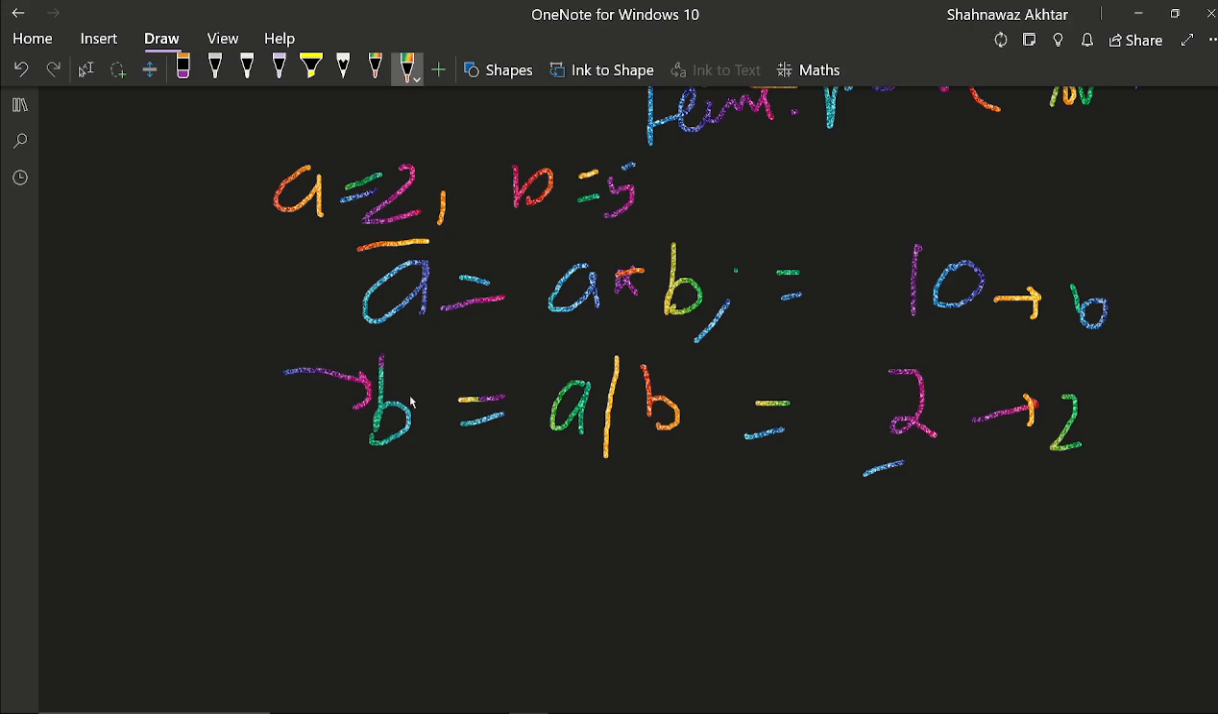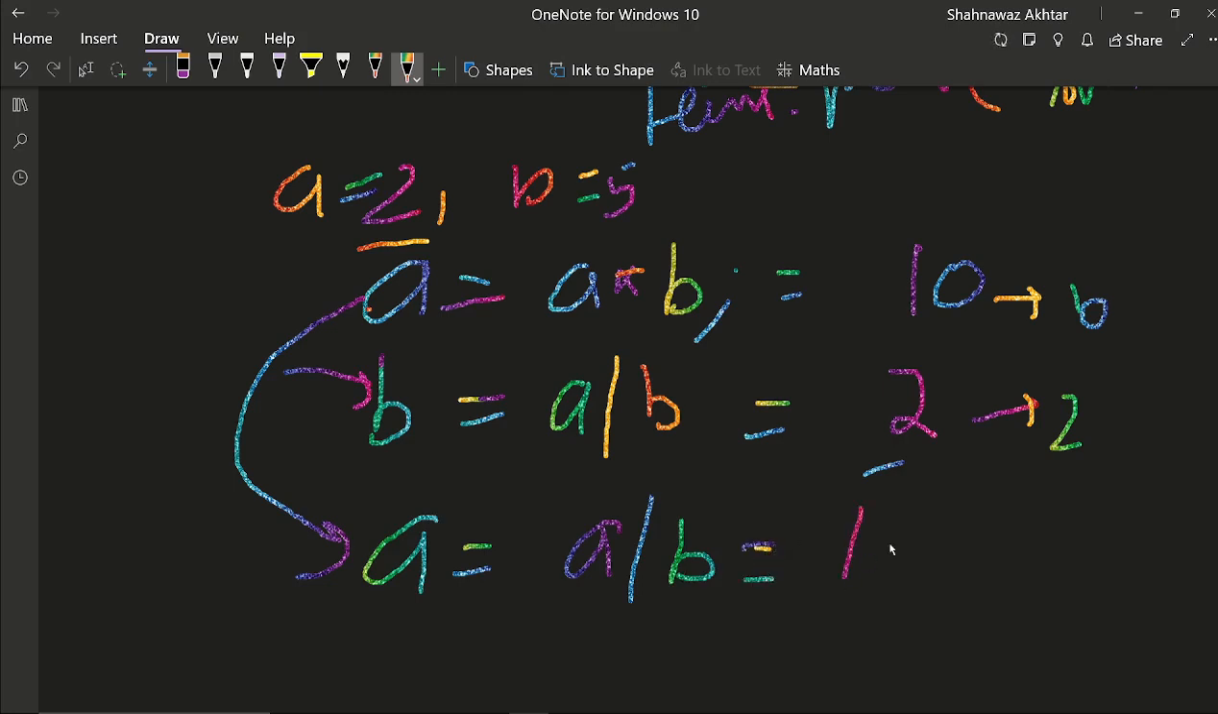Now if I have to put the value of b in a, how will I do it? I will simply write a as a divided by b again. So what will I get? A is 10, and b is currently 2, so it will become 5. So both the values are swapped. See, when you change a variable, its value also changes because its memory gets changed.